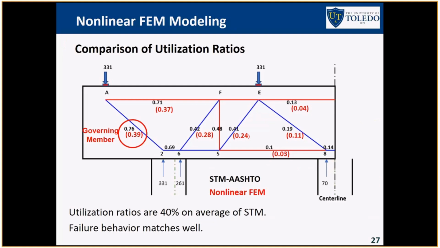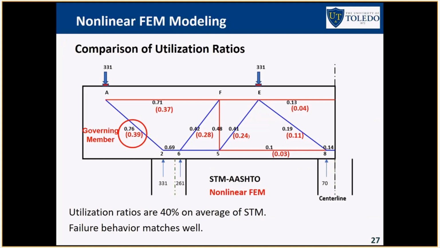And we found that the utilization ratios from the methodology that I described before were 40% on average of the STM, or Strut-and-Tie. And this was expected since we are considering many second order material properties in our nonlinear study. So we get more capacity from nonlinear finite element analysis.